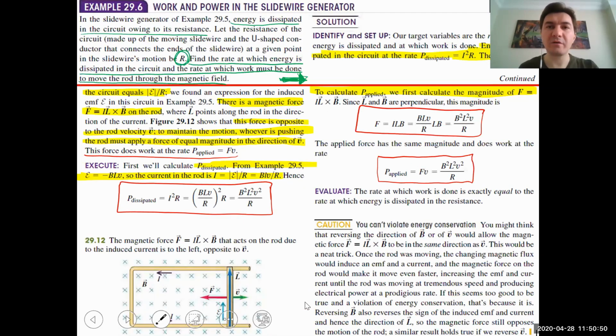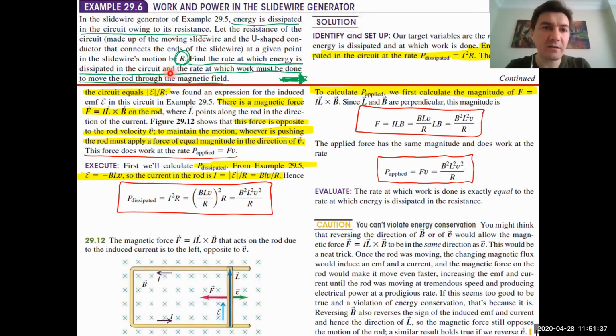Okay, now we have another example, work and power in the slide wire generator. Here, energy is dissipated in the circuit owing to its resistance, because this circuit has a certain resistance, which is given by R. Then what is the question? Find the rate at which energy is dissipated in the circuit, which is given by that expression.